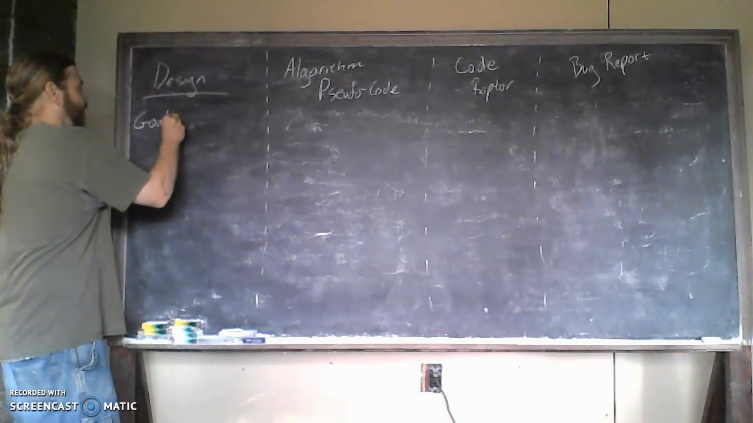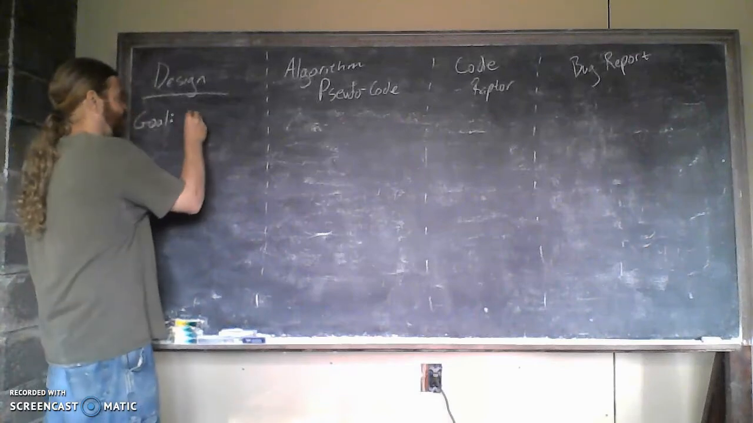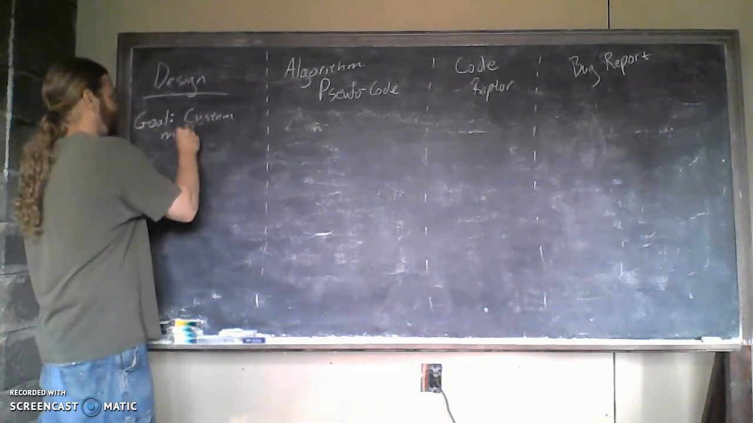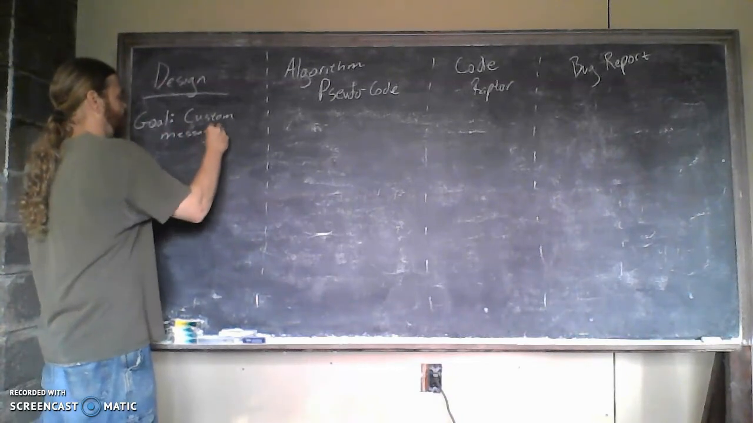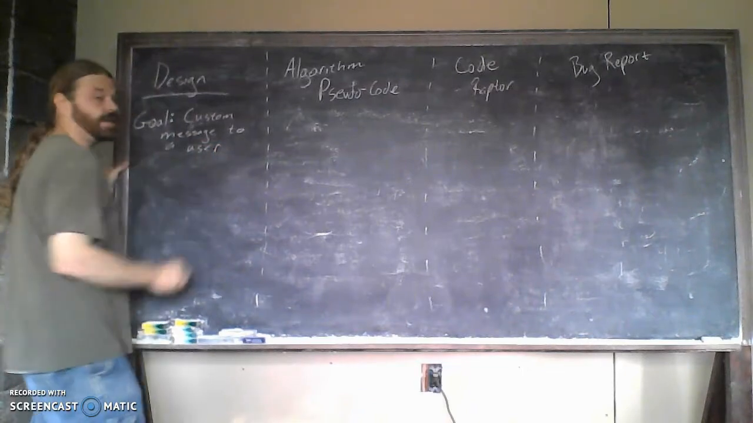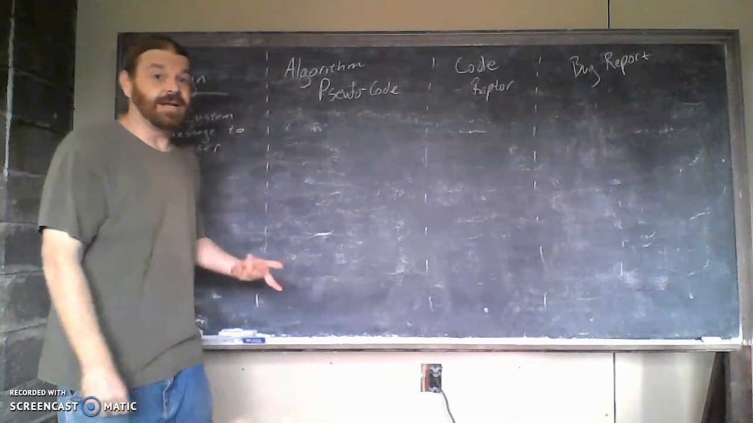Well, first off, our goal is to print a custom message to a user. We're going to get the user's name and print out a custom message. Just say hello, like in my case, say hello, Chris.